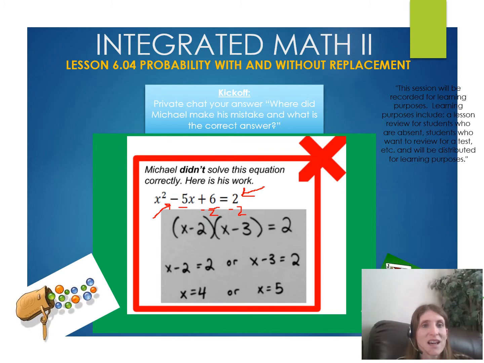All right, you guys, today we're going to focus on lesson 6.04, and it's titled Probability with and Without Replacement. So we are still using that idea of probability as a part of something over a whole. So a part of a situation over all of them.